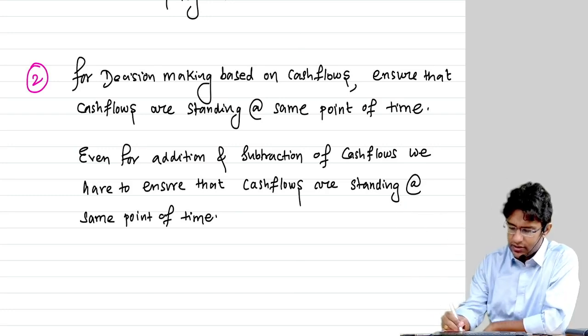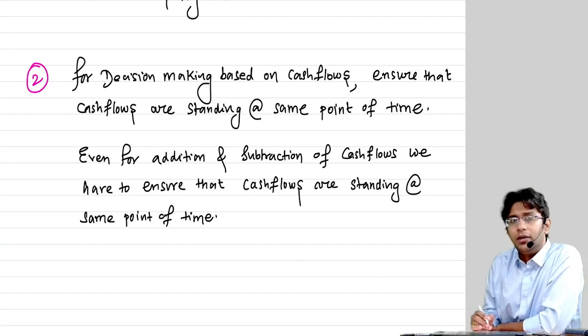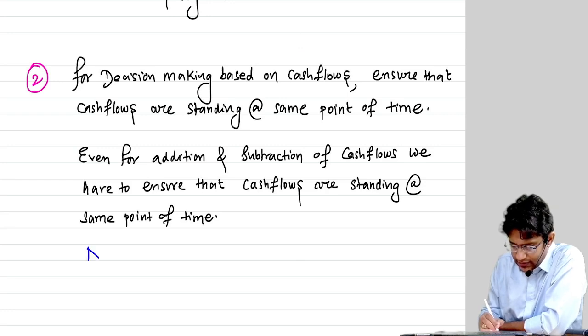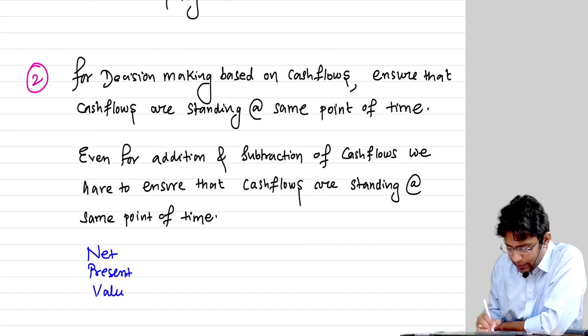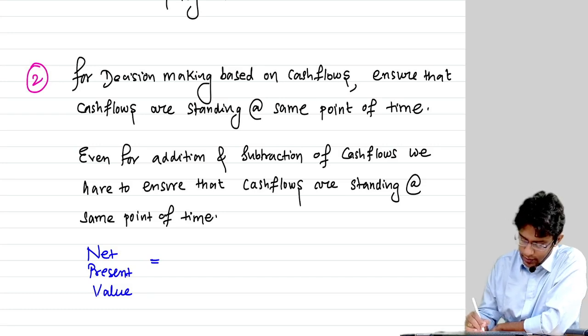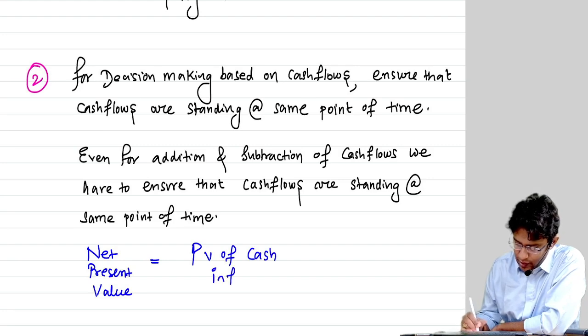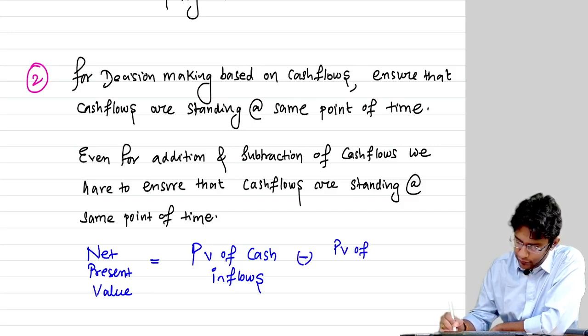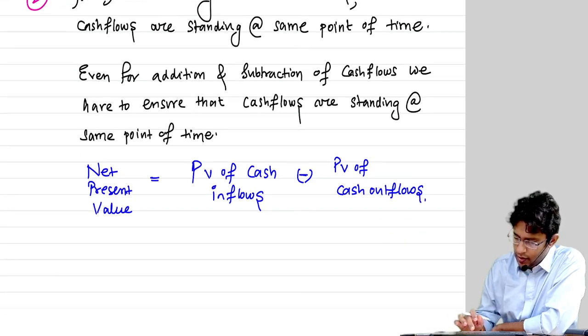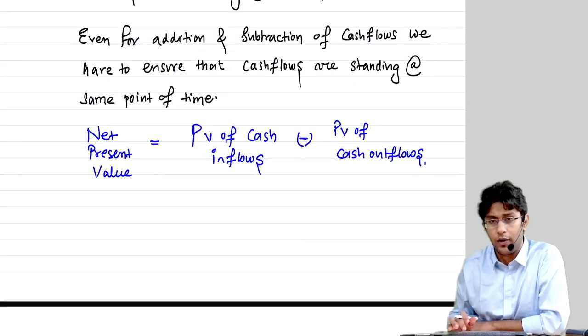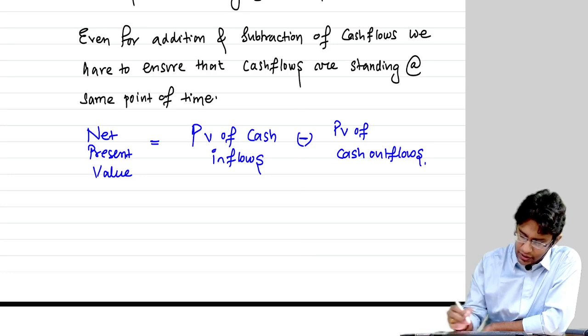Now, just a small reminder. In your CIMA Inter, you have studied one small technique called net present value. Do you remember the formula by chance? This is present value of your future cash inflows minus present value of your future cash outflows. Now, what is the interpretation of this formula? Later on we will see in detail. It's part of our discussion of this chapter only.